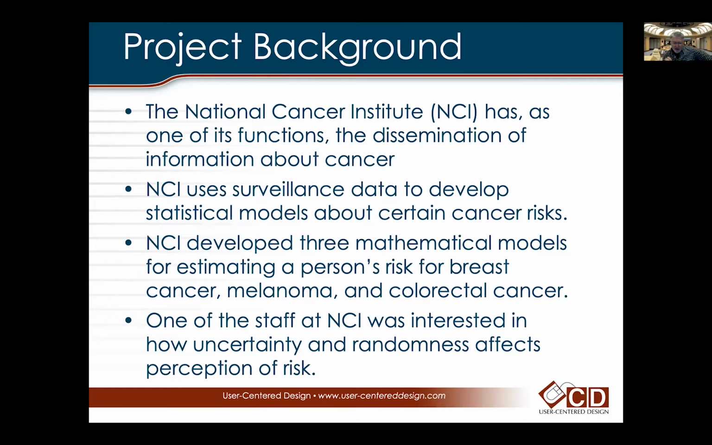In the case of surveillance data that they've collected, they have developed a couple of statistical models that they use to help people predict their risks of certain cancers. In this case, they actually have three of them: breast cancer, melanoma, and colorectal cancer. There's enough surveillance data that you can enter information about yourself, and it will give you an estimate of your risk of cancer based on this long-running history of surveillance data.